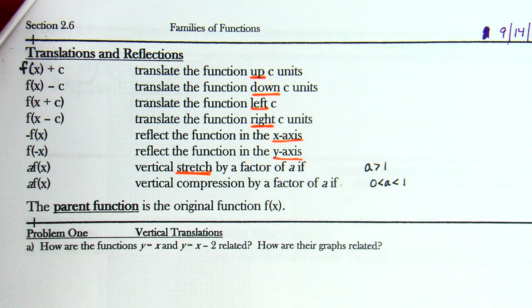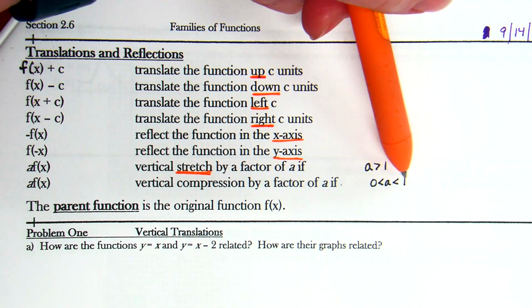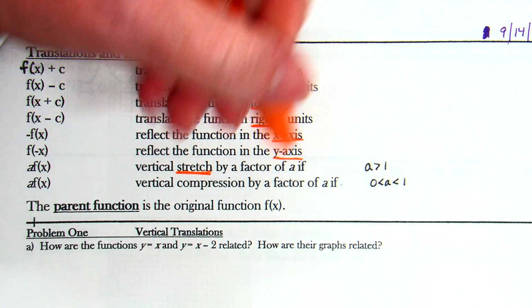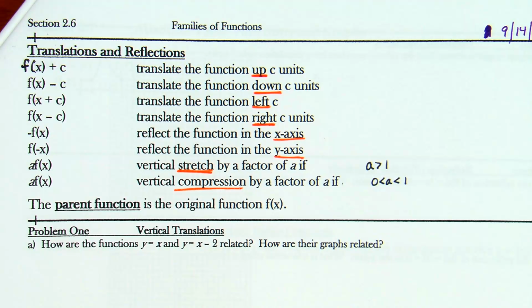Now, a vertical stretch happens if A is bigger than 1. So if that number multiplying out front is bigger than 1, it's going to stretch my graph up. As opposed to the number out front being between 0 and 1. What kind of numbers are between 0 and 1? Decimals and fractions less than 1. If my number is between 0 and 1, it's officially called a compression. You could call it a shrink if you prefer.